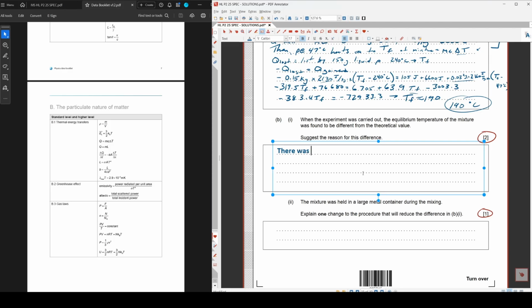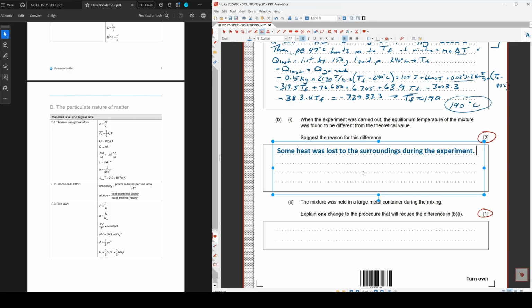There was, let's say, some heat. How about this? Some heat was lost to the surroundings during the experiment. It's 2 marks, so I must have to say something else. I could maybe explain a little bit how, but it's pretty clear.